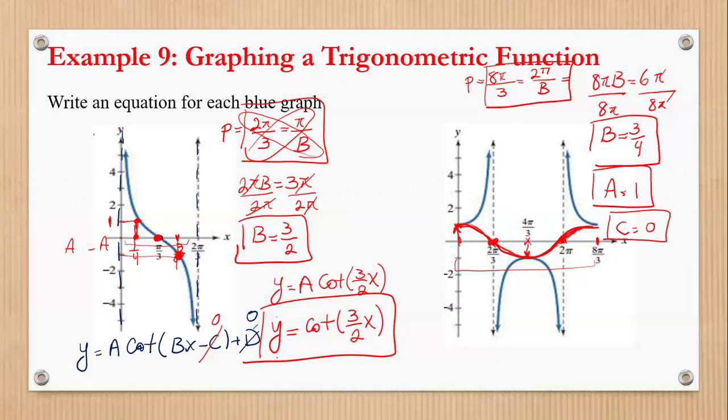And now we are ready to write the equation. Since this red graph is the cosine, the reciprocal of the cosine is secant. So this blue graph can be the equation of the secant. A is 1, B is 3/4, there is no C and there is no D. And that's the equation.